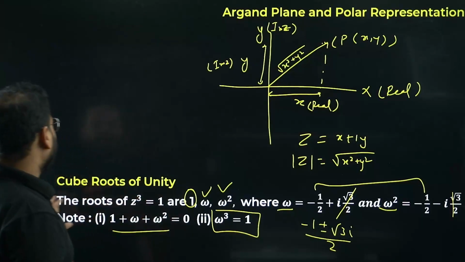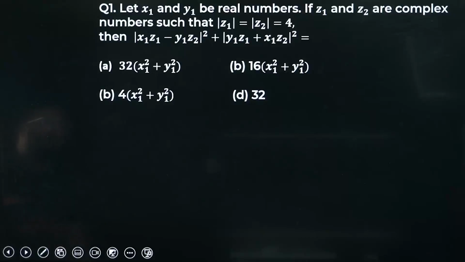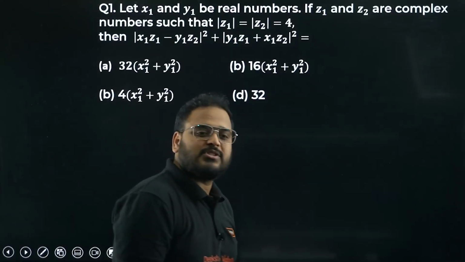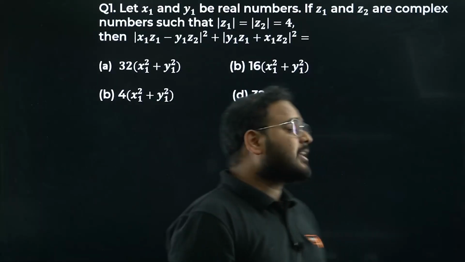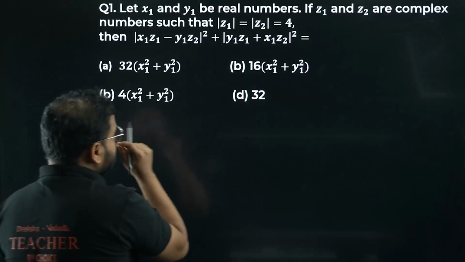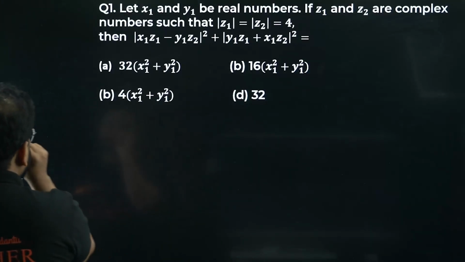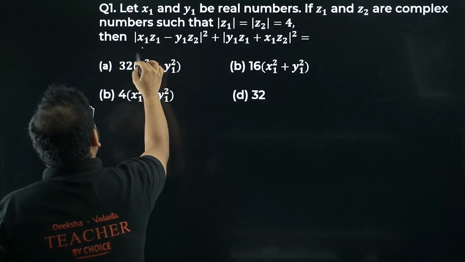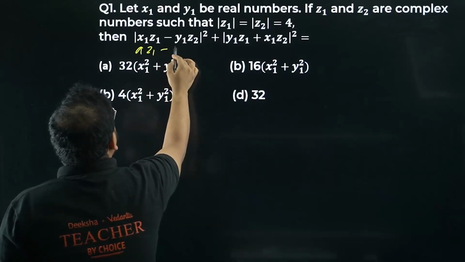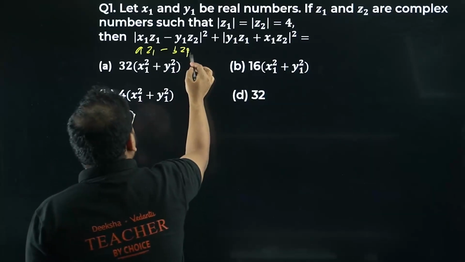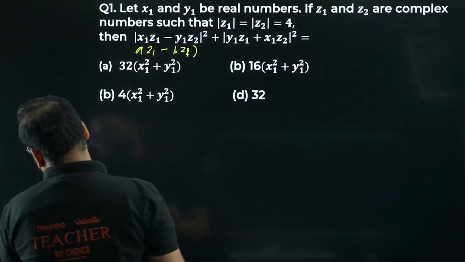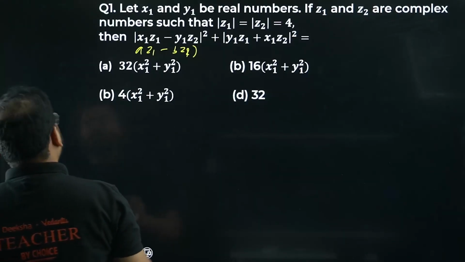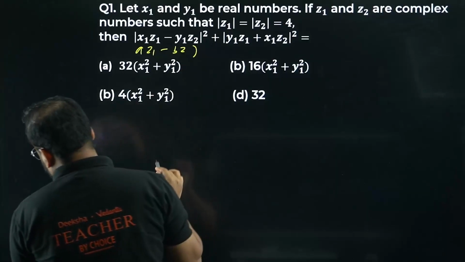Done? Alright. Moving on now to the questions. Let's solve the questions and complete the session very quickly. x1 and y1 be the real numbers. If z1 and z2 are complex numbers, there's a property I have taken like this. Basically, there it was a z1 minus b z2 actually. The whole square was there, remember? This property was there.